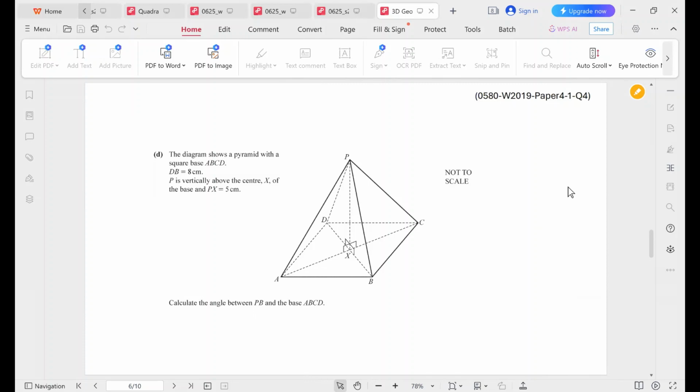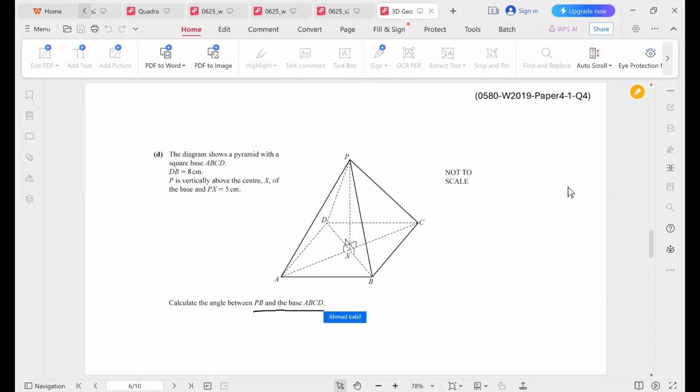The diagram shows a pyramid with a square base ABCD. We are given that DB is equal to 8, P is vertically above the center X, and PX is equal to 5. So let's try to figure this out. We want the angle between PB and the base ABCD.